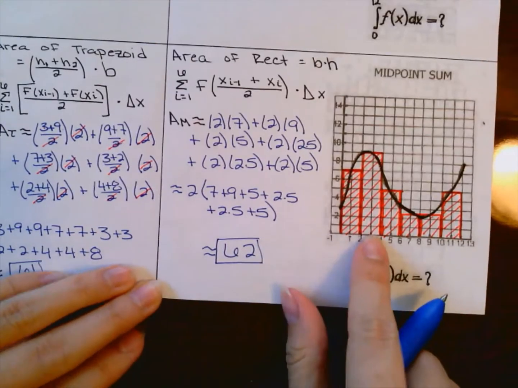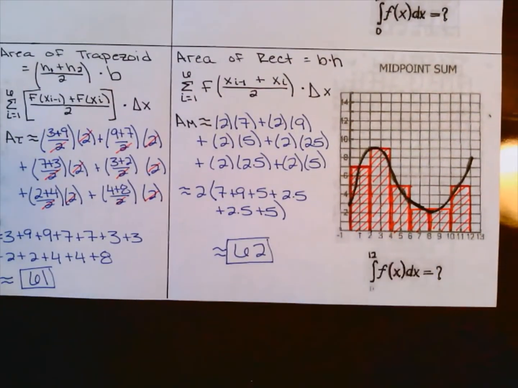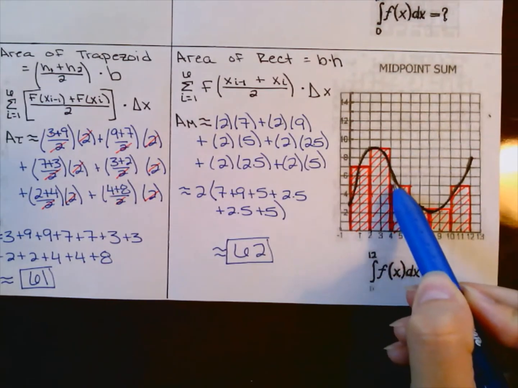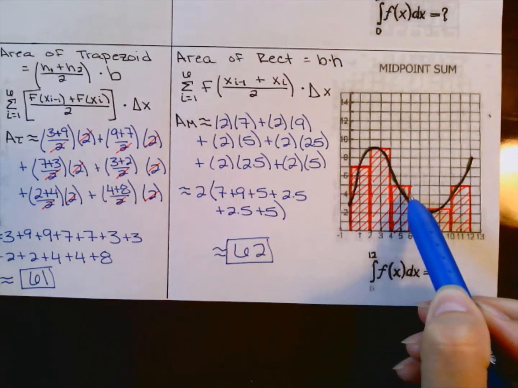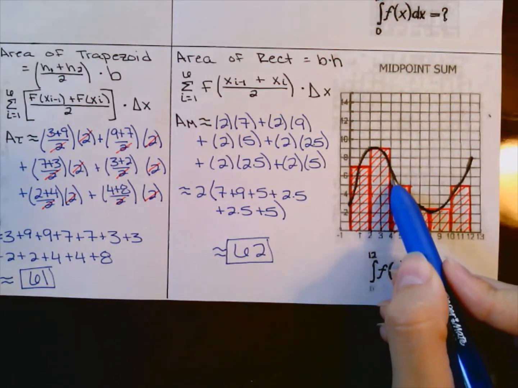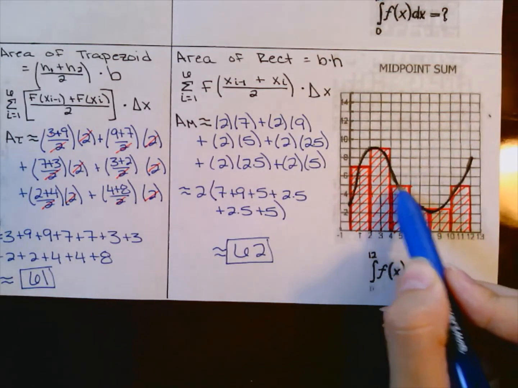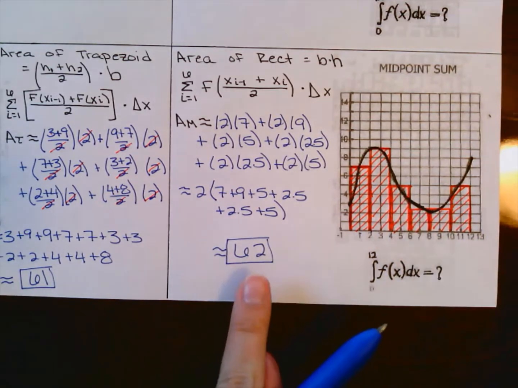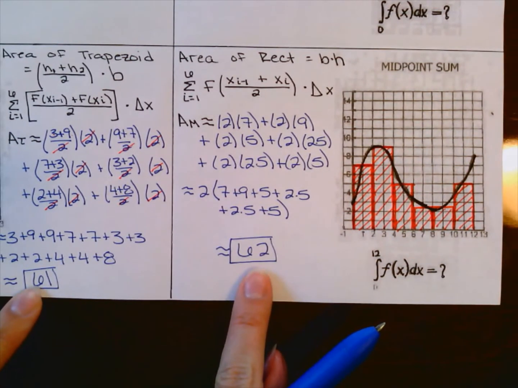So believe it or not, midpoint is actually a really good estimation as well, because every time I'm under, because it's midpoint, I'll also end up having an over. So underestimation here, I'm missing this, and here I'm also having an overestimation, and they kind of balance each other out. Notice how close that was to the trapezoid answer, okay?